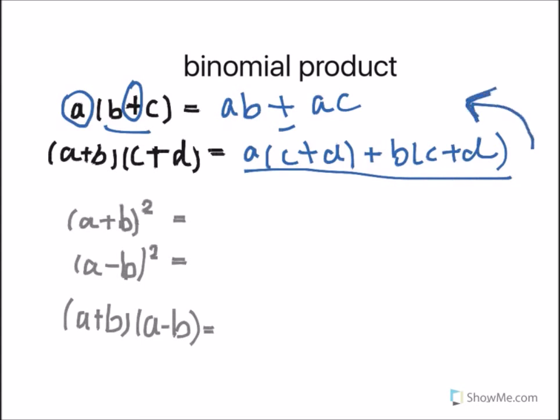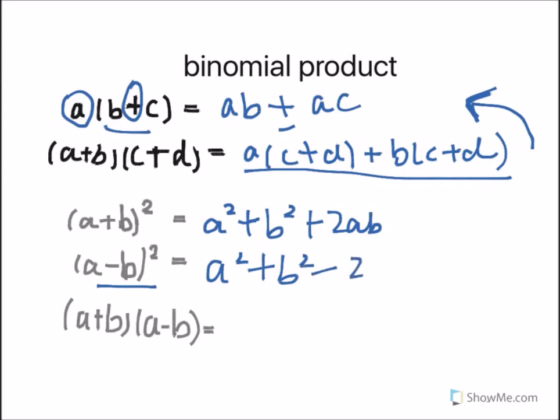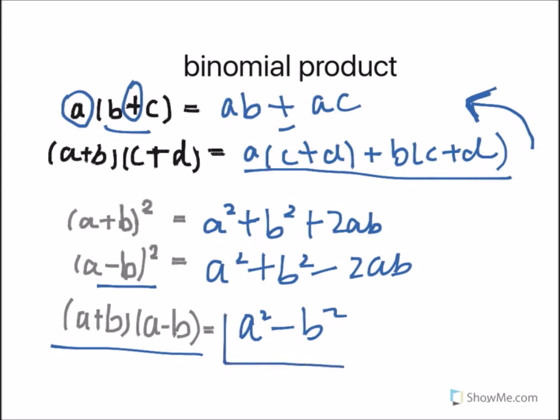And now we've got some special products here. a plus b squared. You should remember it. It's a squared plus b squared plus 2ab. And a minus b squared, it's a squared plus b squared, but it's minus 2ab. And lastly, we've got this difference of two squares. a plus b multiplied by a minus b. The answer is just a squared minus b squared. The name, you see, it's difference of two squares. You can also remember it like this.